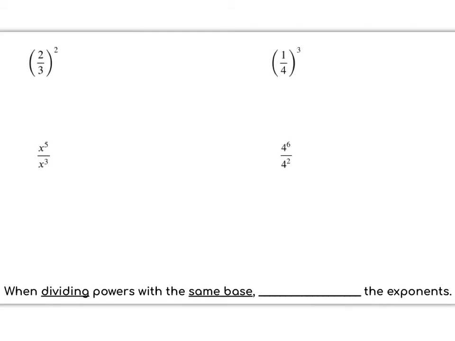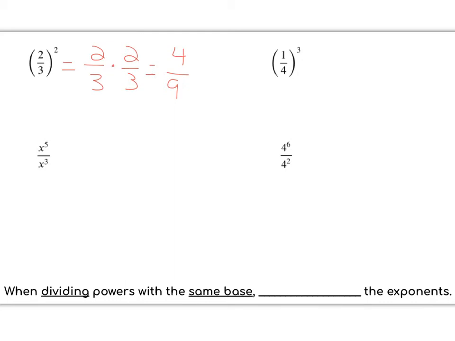okay? So 2/3 squared. Remember, when you square something, that's 2/3 times 2/3. So multiplying fractions, I multiply straight across. So 2 times 2 is 4, and 3 times 3 is 9. We may have even done this when we did squares and cubes, but I wanted to review it again.